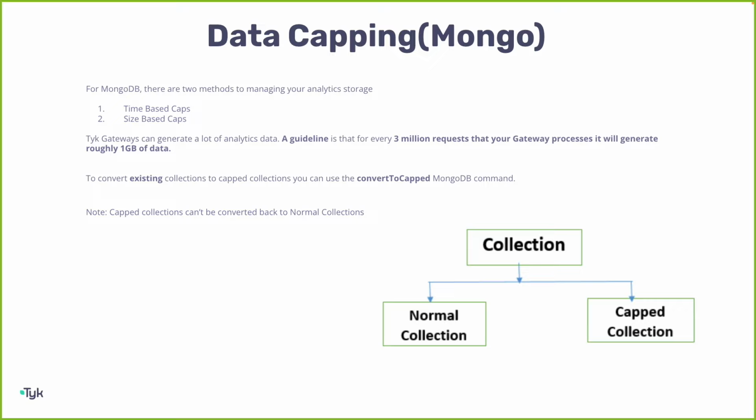The two methods to manage your analytics in Mongo are time-based caps or size-based caps. Capping a collection guarantees that analytics data is rolling within a size limit, acting like a FIFO buffer, first in, first out, which means that when it reaches a specific size, instead of continuing to grow, it will replace old records with the new ones. However, you need to take note that capped collections can't be converted back to normal collections.